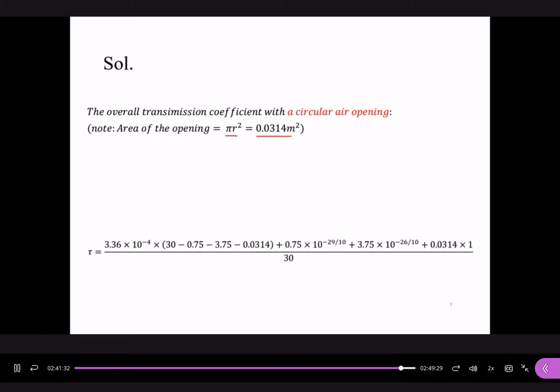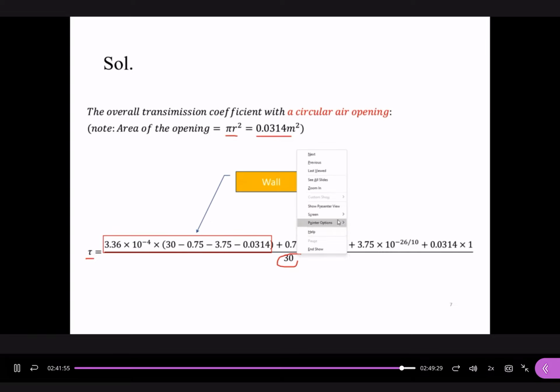Okay, now please consider. Now we have to find out the overall, or what we call the FH value. The total area is still 30 meters square, correct? Even if we make many holes on the wall, the total area is still 30 meters. Now, for the first one, this is for the wall. Okay, this is the total area. You have to deduct the window area, door area, and also opening area. Okay, any problem? For the second part, this is just for window.